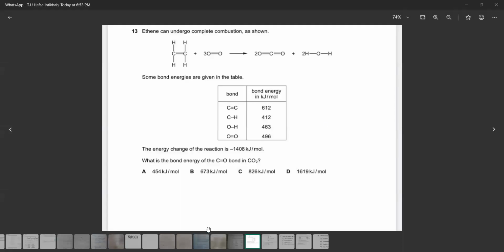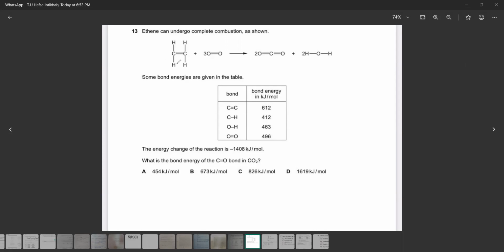So this one is October, November 2022, paper 2. Ethene can undergo a complete combustion as shown. Some bond energies are given. The energy change for this reaction is negative 1408 kilojoule per mole. We have to find the bond energy for C=O.